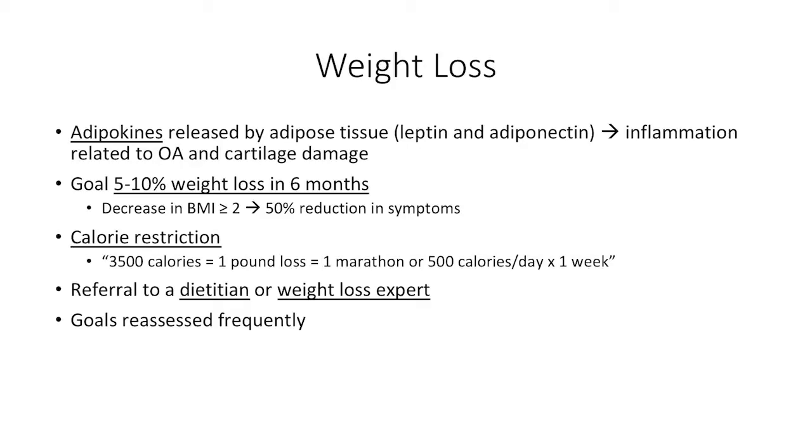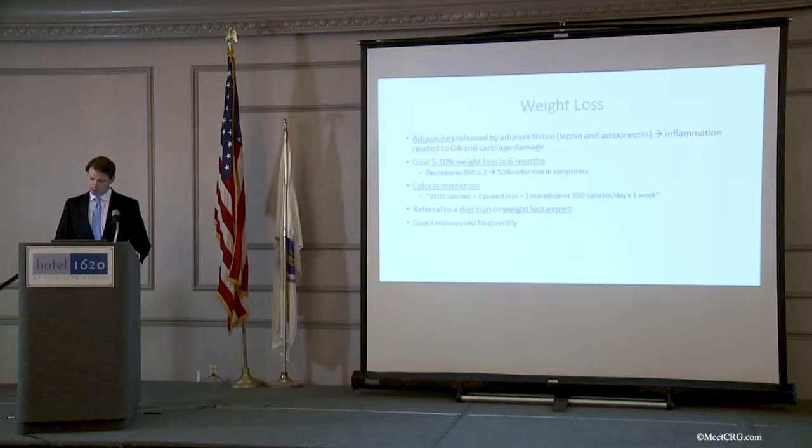The next recommendation is weight loss. So chemicals produced by the fat cells actually cause inflammation. You should recommend these patients to lose 5 to 10% of their body weight in the first 6 months. If they can reduce their BMI by 2, then it's been shown to have 50% less symptoms. What I talk to patients about, I don't expect them to lose that weight by exercise. It's really about calorie restriction. So a pound of fat is 3,500 calories. If they can cut out 500 calories a day, that's a pound of fat a week. And usually you can find that in sugary beverages or a snack, and it has a big effect.